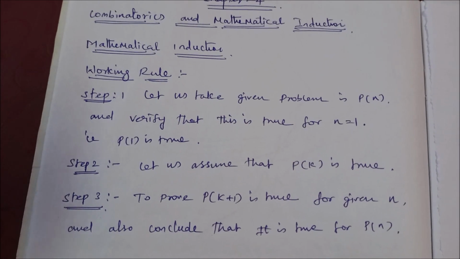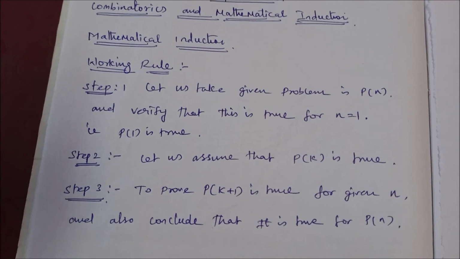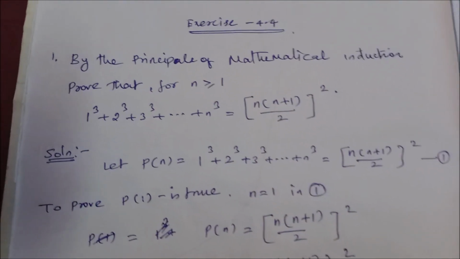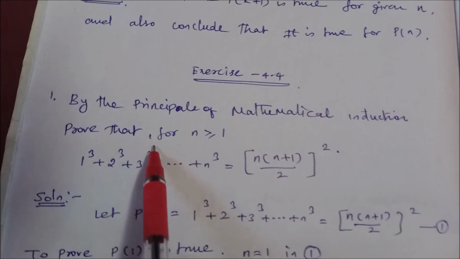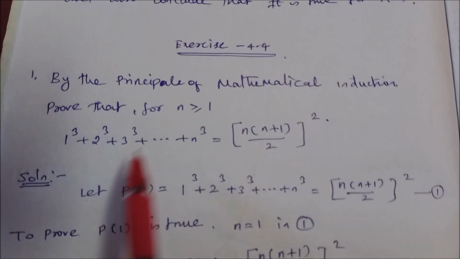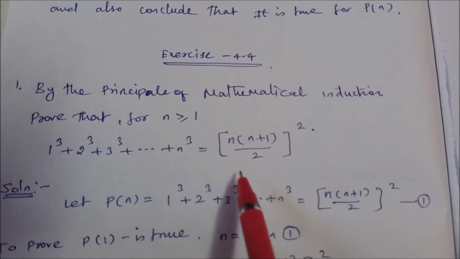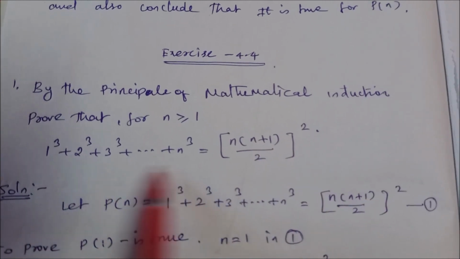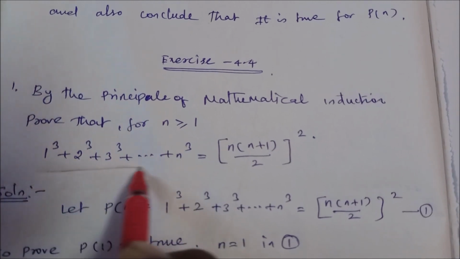So we will discuss the exercise problems one by one, exercise 4.4. The first problem is: by the principle of mathematical induction, prove that for n greater than or equal to 1, 1 cube plus 2 cube plus 3 cube, and so on up to n cube, equals n into n plus 1 by 2, whole square.